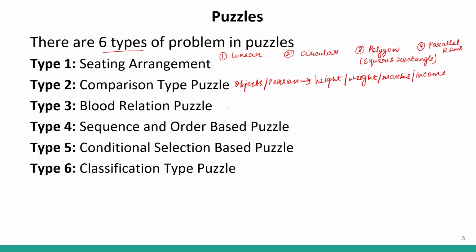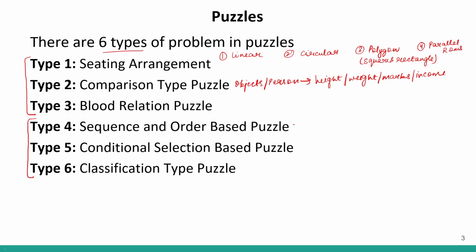Then we discussed blood relation puzzles. In blood relation puzzles, there can be numerous types of questions as well. These 3 were discussed in the last lecture in detail. In today's lecture, we will discuss these 3 in detail. That is type 4, sequence and order based puzzles.